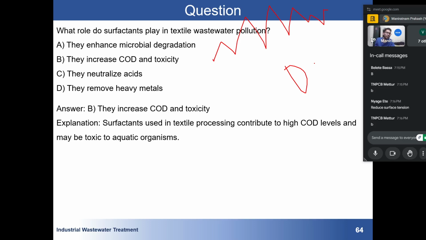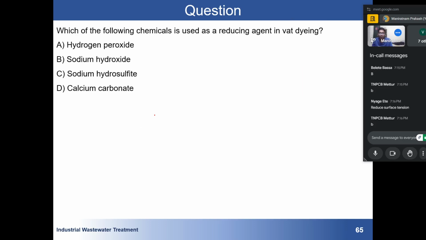But generally, if you check the definition of surfactant, a molecule which reduces or alters the surface tension is known as a surfactant. Soap is also a kind of surfactant. Which of the following chemicals is used as a reducing agent in wet dyeing?